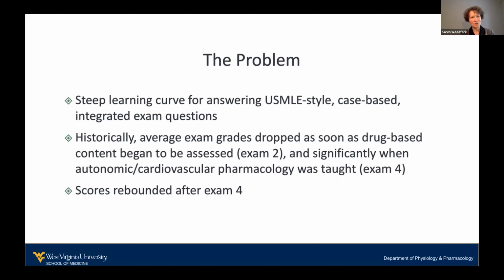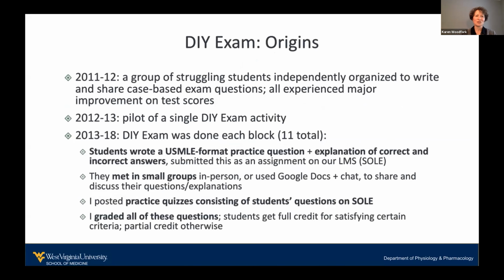But I was kind of unclear as to what to do until in that year, I met with a student who I had been counseling and helping, and that student told me that they had been doing this thing, which was really helping them. And I had noticed the student's exam scores had just shot up. The student had organized a group of students who would write their own exam questions and share them with each other and get together and talk about them. And I said, well, who are all these other students?